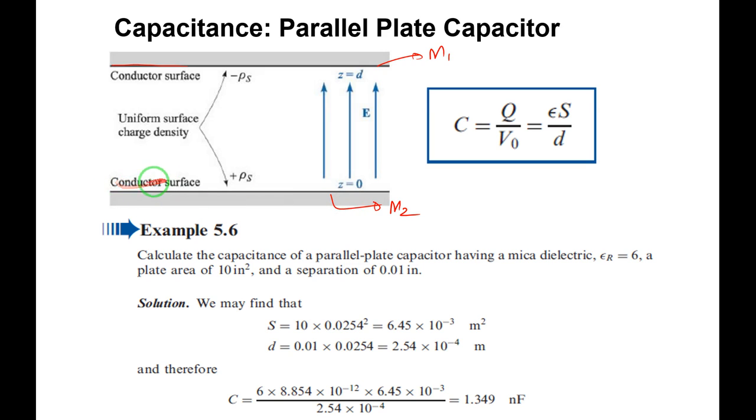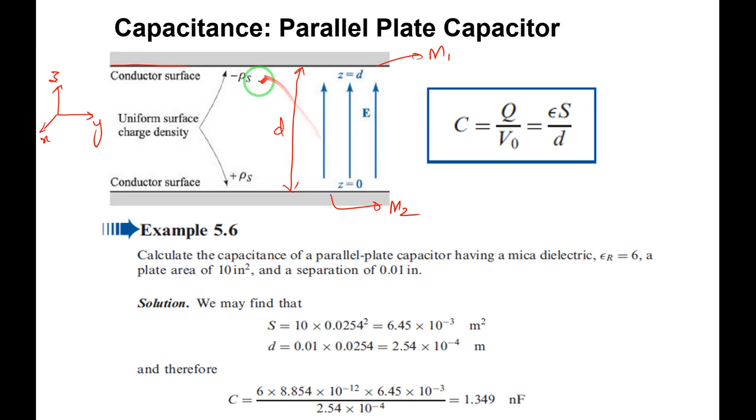Here what we are seeing is the conductor surface of metallic conductor M2, and this is the conductor surface of metallic conductor M1. They are separated by some distance d. Let me take the help of this coordinate axis x, y, z. At z equal to 0, this metallic conductor M2 is placed. At z equal to d, the metallic conductor M1 is placed. This total distance is d, from here to here.